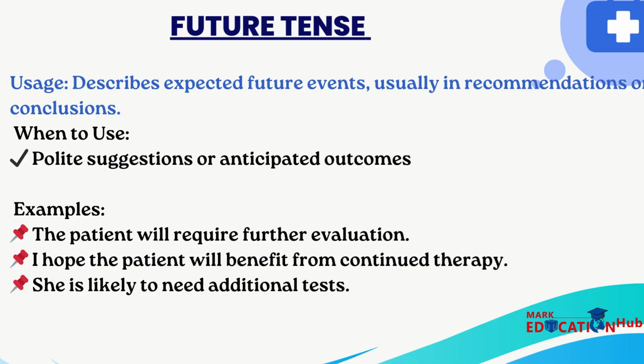In OET writing, the future tense is used sparingly but effectively, especially when discussing expected outcomes or making polite recommendations. It's helpful for indicating what is likely to happen next in the patient's care. For example, "The patient will require further evaluation," or "She is likely to need additional tests," sets clear expectations for follow-up. This tense is also useful for suggesting potential benefits, such as, "I hope the patient will benefit from continued therapy." Using the future tense appropriately adds a professional tone while guiding the next steps in patient management.